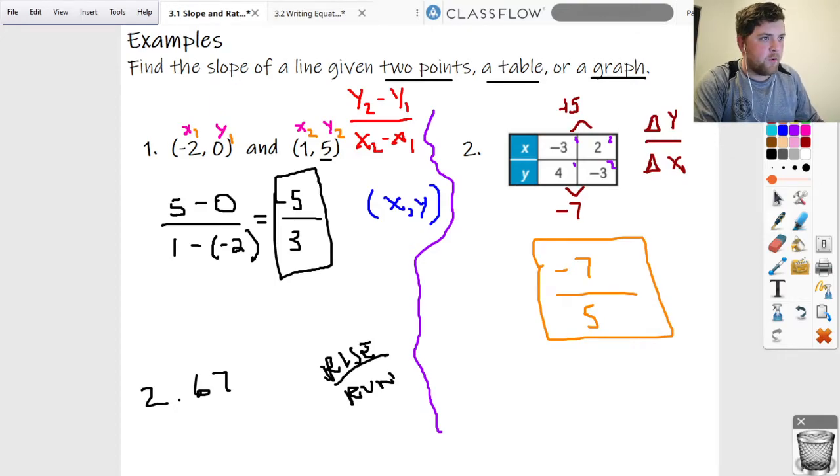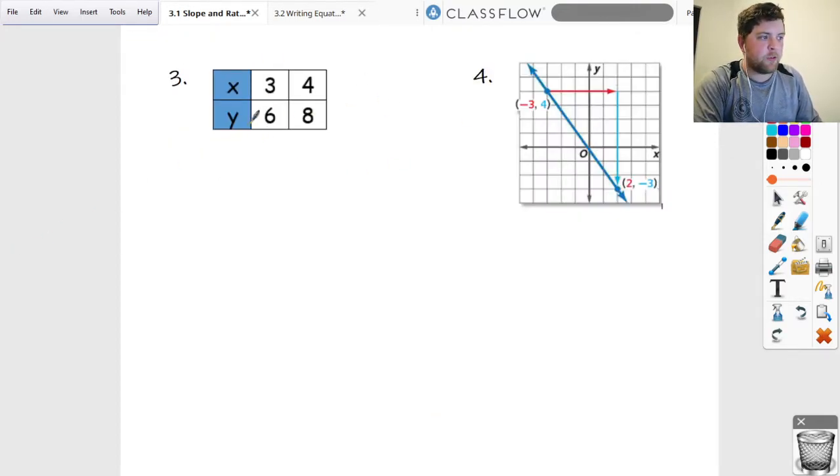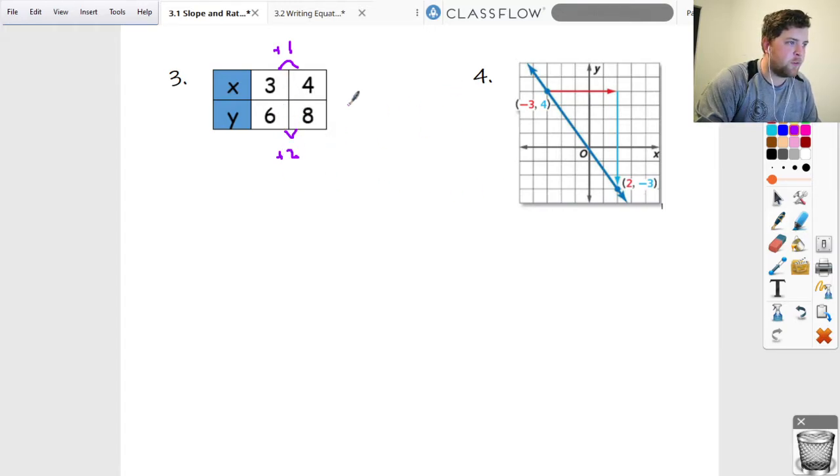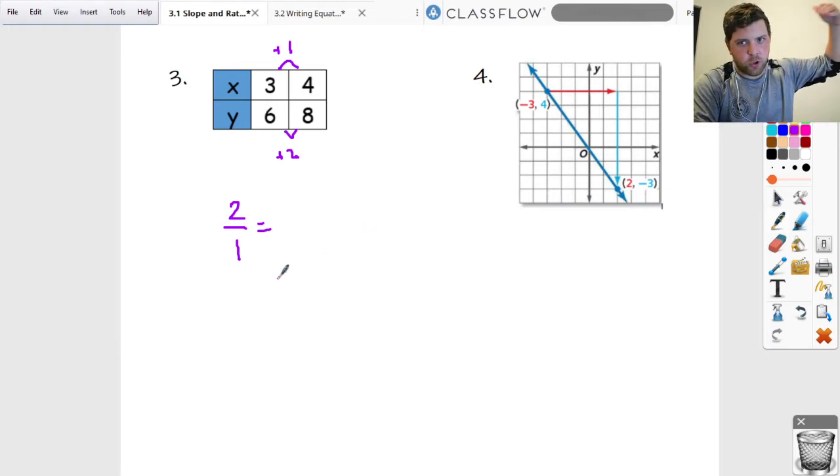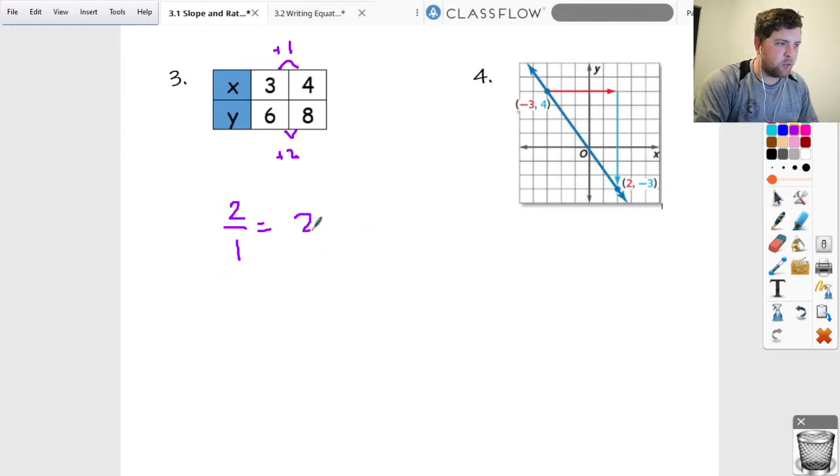Okay, moving on. Okay, some more examples. Another table, right? So we can practice that. I take a look at my change in x, which was plus 1. I take a look at my change in y, which was plus 2, right? Because 6 to 8 is going up 2. So my slope would be my change in y over my change in x, which would be 2 over 1. Okay, anytime you have a fraction of something over 1, it's just understood that it's that whole integer on top, right? So in this case, it would just be 2. So my slope would be 2.